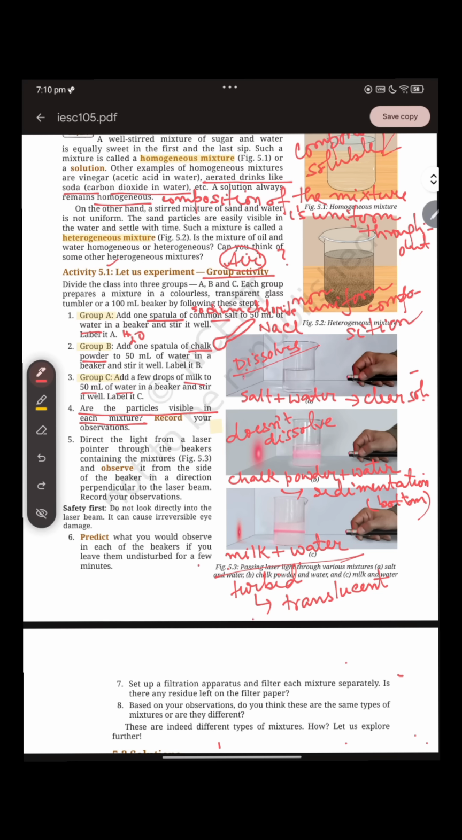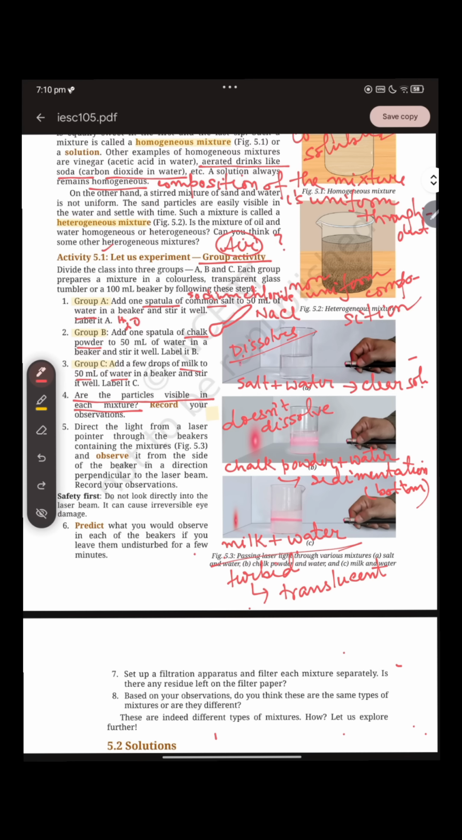So I think when you do it, you will come up with the conclusion that the particles are not visible in the first group experiment where we have taken salt and water. And it is very much visible in the second case and not visible in the third case with our naked eyes. Now, direct the light from a laser pointer through the beakers containing the mixtures and observe.